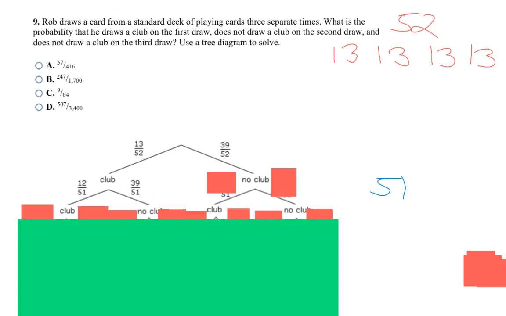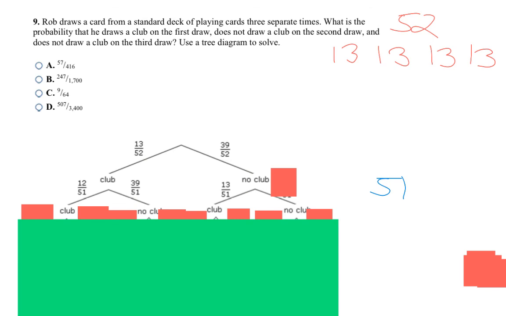So now I look at calculating the probabilities if I selected no club. So if I didn't select a club the first time, that means I still have all 13 of them to pick from the second time out of that 51 cards. So my probability is going to be 13 out of 51.